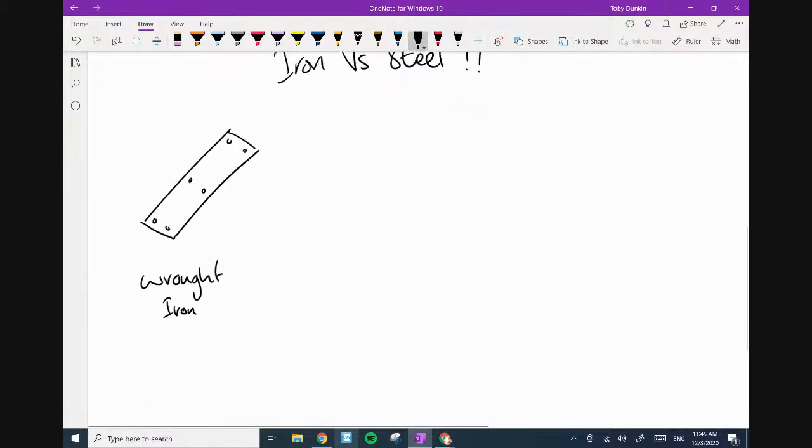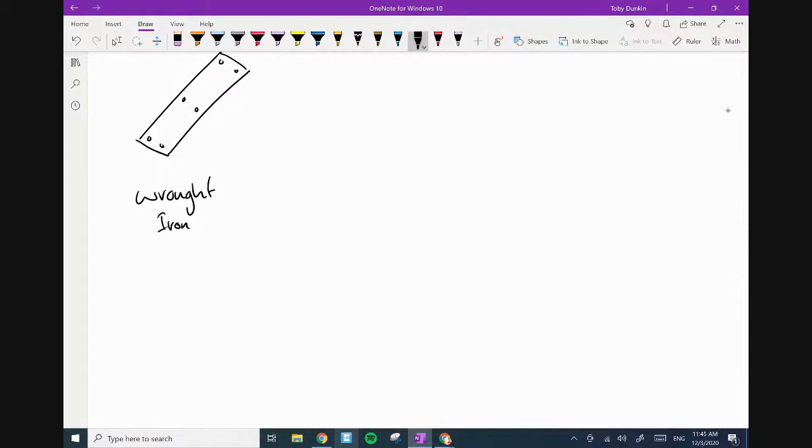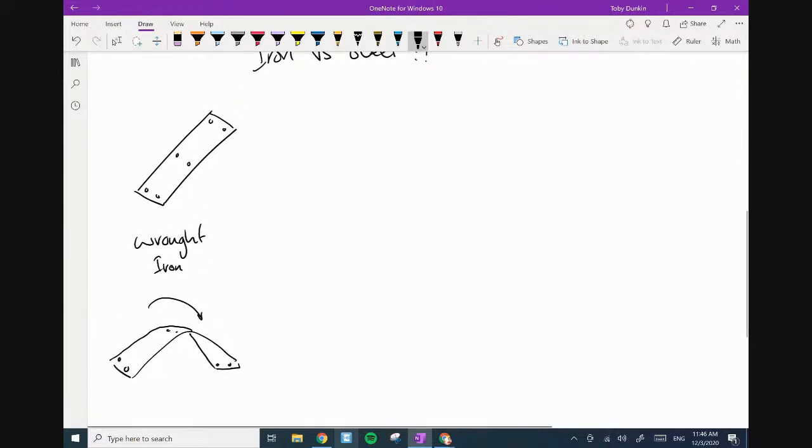Now, wrought iron is often described as soft, which is rather entertaining, isn't it? Because if someone hit you with a piece of wrought iron, it's not like it's going to be as soft as a pillow. But it's soft compared to steel. If we were to bend this, it would take quite a lot of force, but it could be done. It's not easy, but it's malleable.